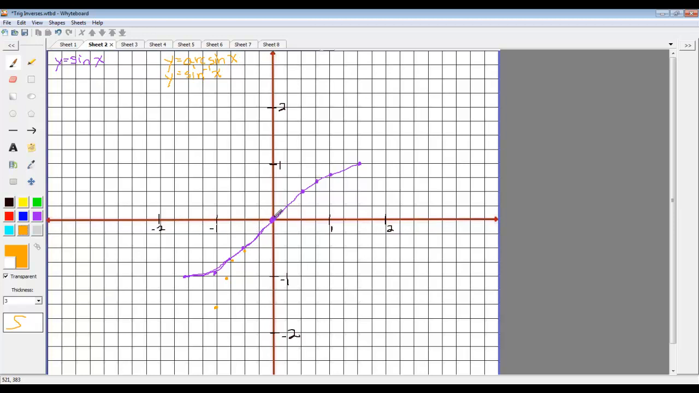At 0, you got 0. At 0.5, you've got 0.52. At 0.71, you've got 0.79. At 0.87, you've got 1.05. And at 1, you've got 1.57. Okay, so you connect the dots on that.